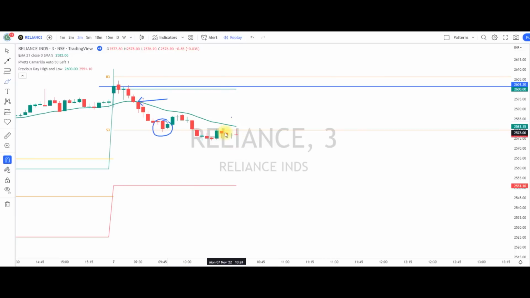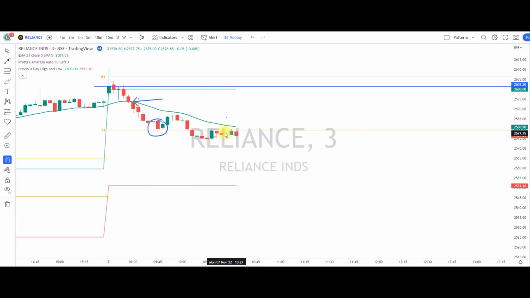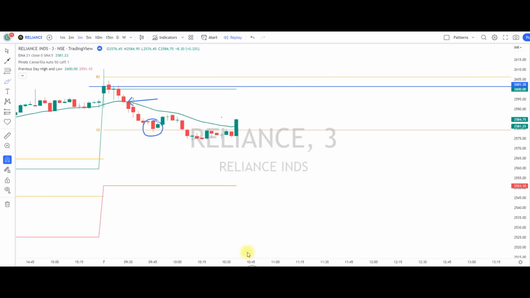So price is consolidating at S3. So we will exit now. Stop loss got hit. So this green candle, now buyers entered. So this green candle gave the confirmation for us to enter into the long trade.